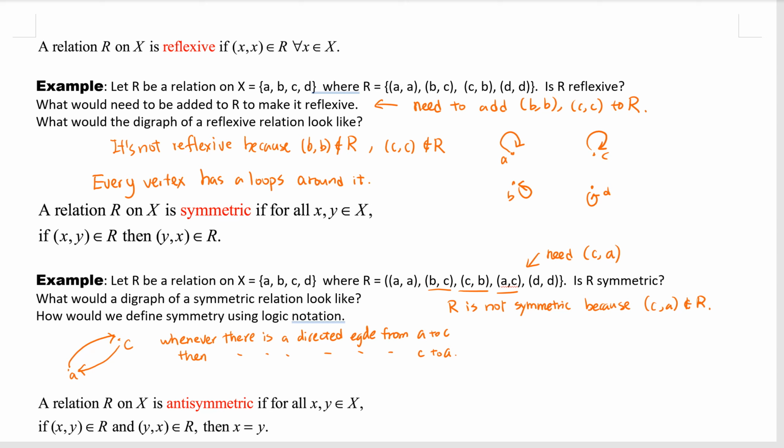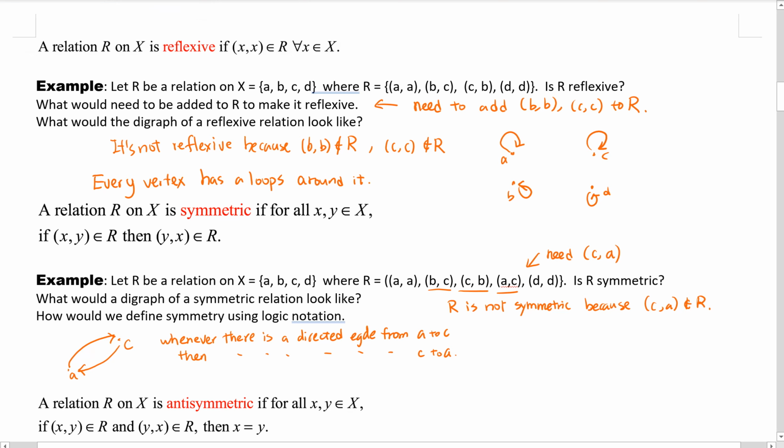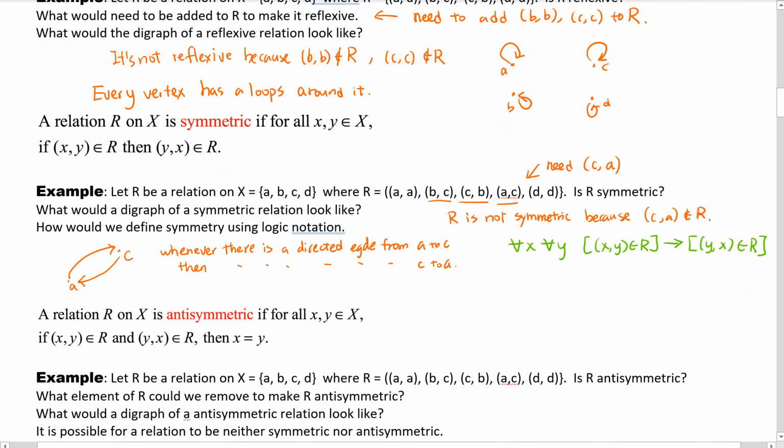How would we define symmetric using logic notation? Let me use a different color here. That is: for all x, for all y, if xy is in R, this implies yx is in R. So this is the logic notation. So far, so good, everybody? Okay, let's continue.